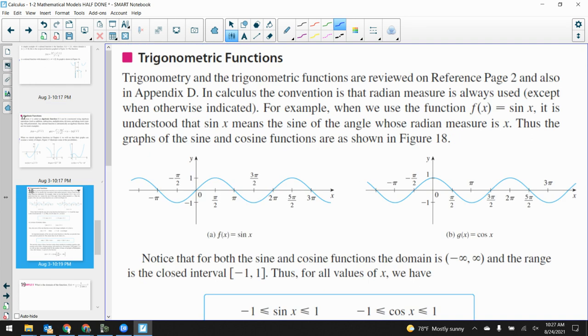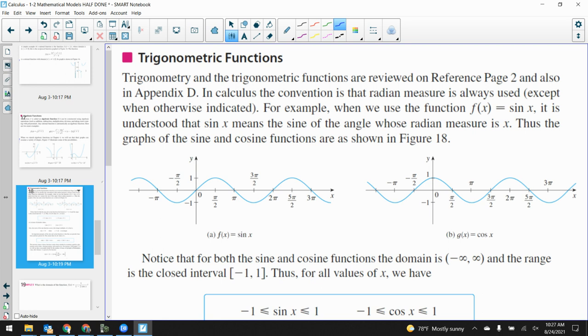And then we have trigonometric functions. Trigonometric functions are sines, cosines, tangents, all those fun things that we learned about last year. Trigonometry and the trigonometric functions are, reference page 2 in your book. What was I going to talk about here? In calculus.